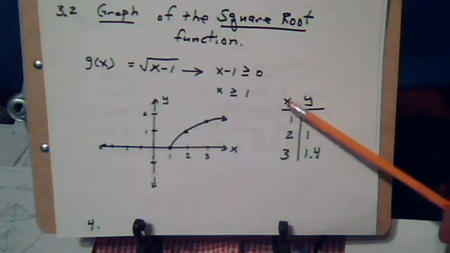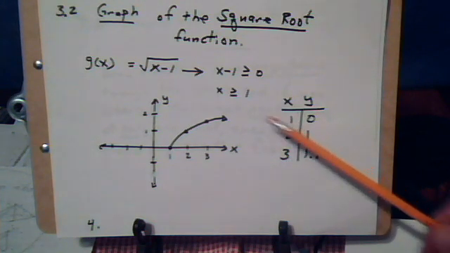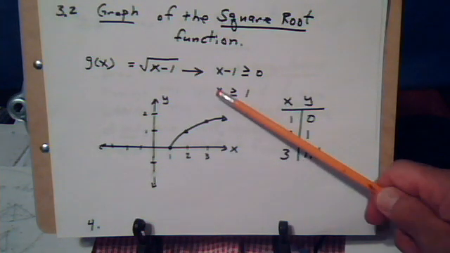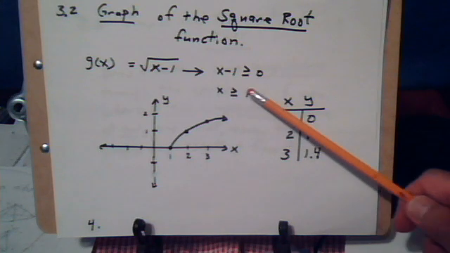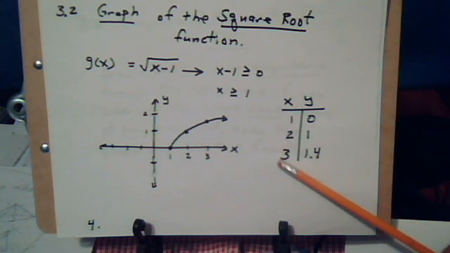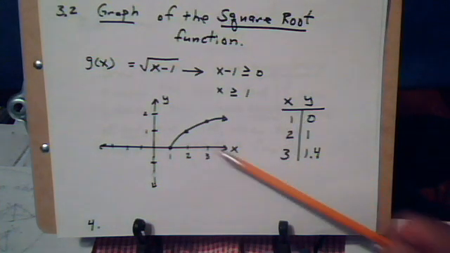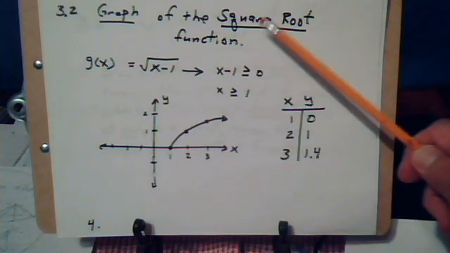Here are some points that you could plot. These are picked at random, but when I pick them, I have to pick x's that are greater than or equal to 1. These are very simple x's. You could have picked some other ones. And this is the curve you get for the square root function.